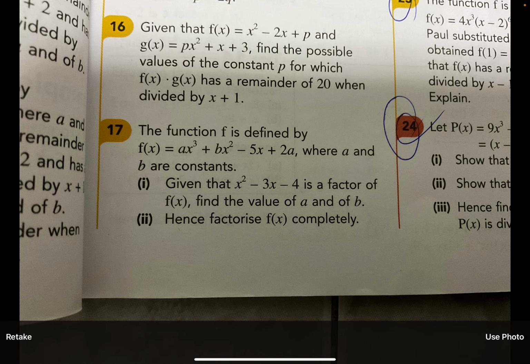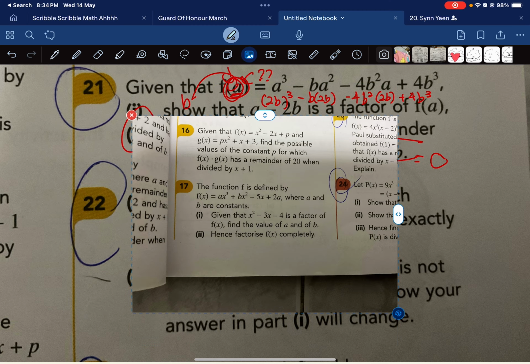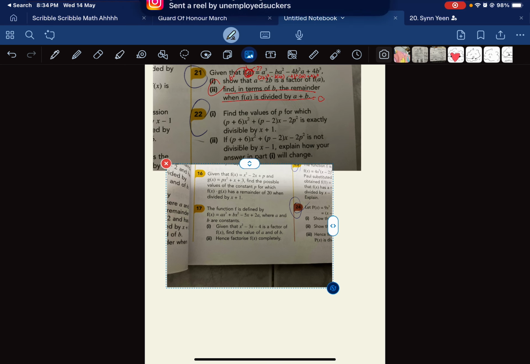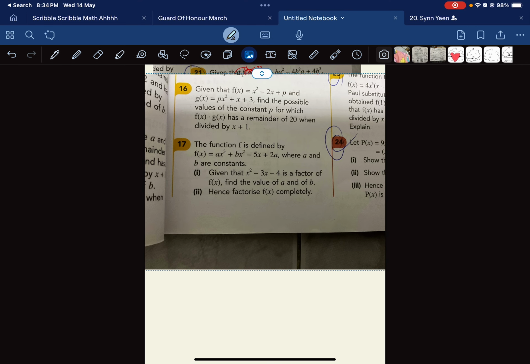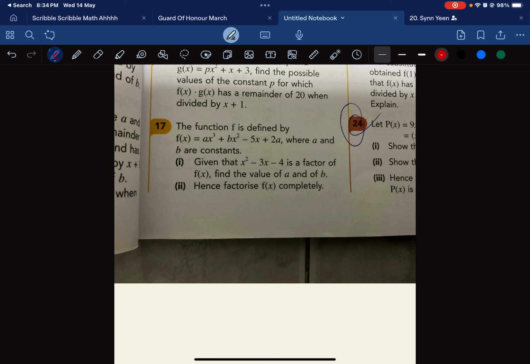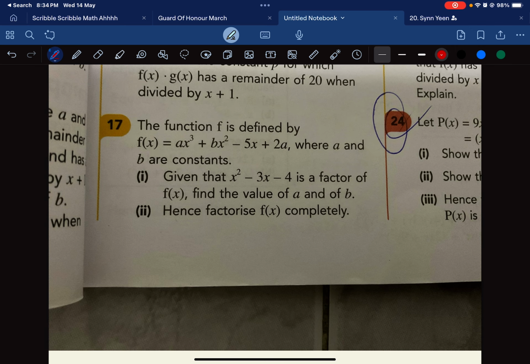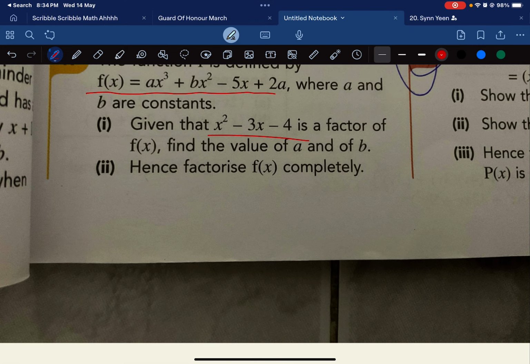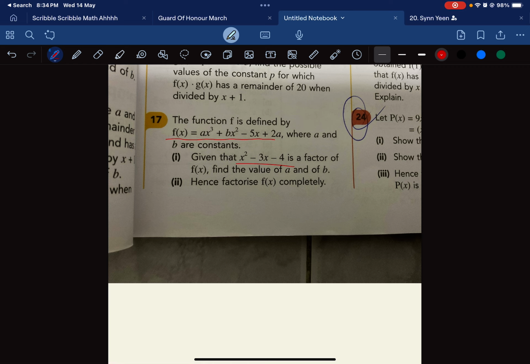Okay, this one, let's try 17. So 17, how do we do it? This is a random function, and you have to find a and b. Since this is a factor, remember the division algorithm: f(x) equals d(x) times q(x), which means there's no remainder.